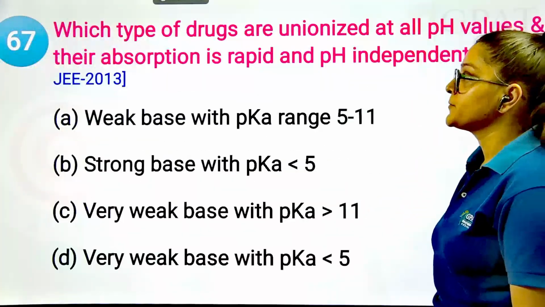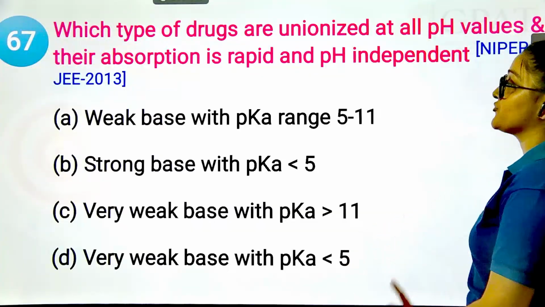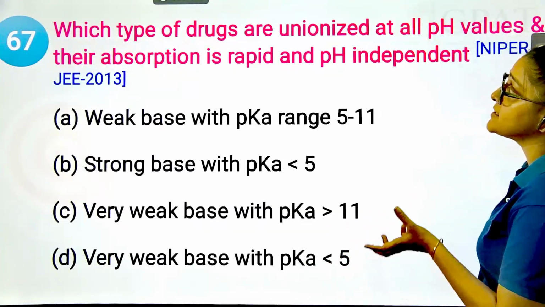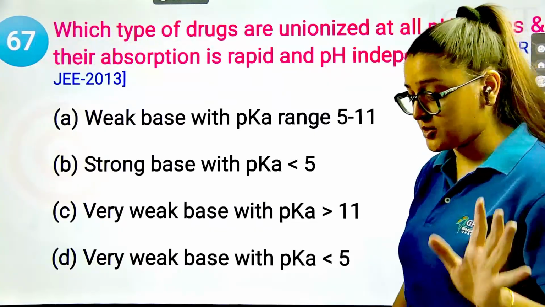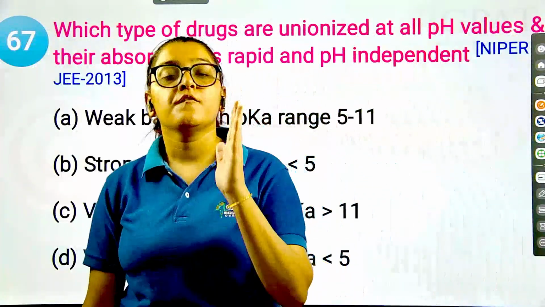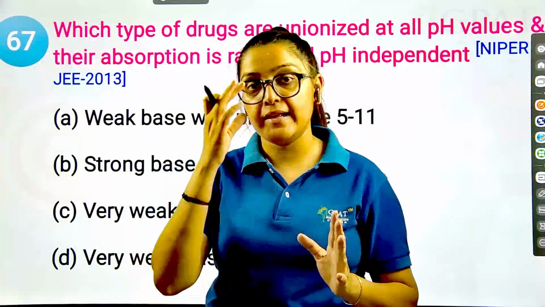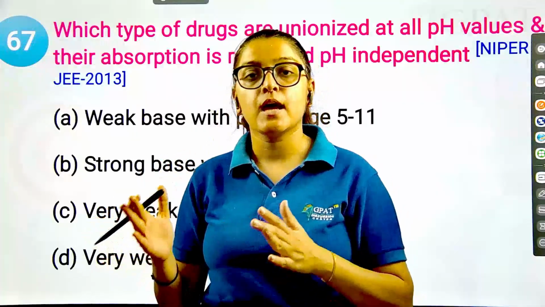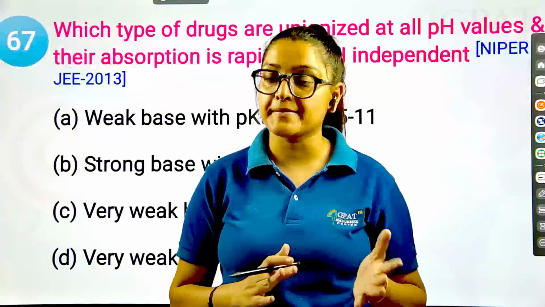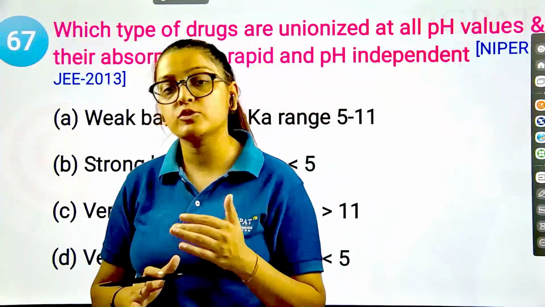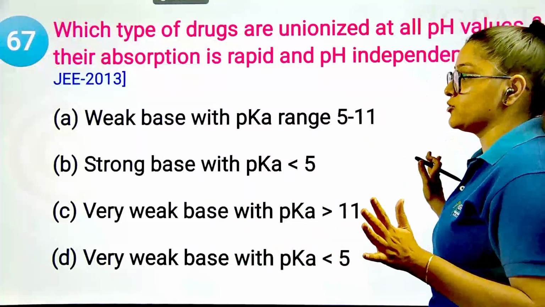Okay. Next. Which type of drugs are ionized at all pH values, and their absorption is rapid, unionized, and pH independent? This you must answer. You have seen that one chart where we have put down the drugs based on their pK profiles. Are they going to be unionized, ionized? Are they weakly acidic, weakly basic, strong acid, strong base? Strong acid and strong base both are going to be ionized anyways, right? So please eliminate those options.